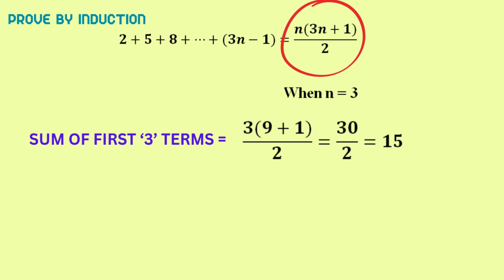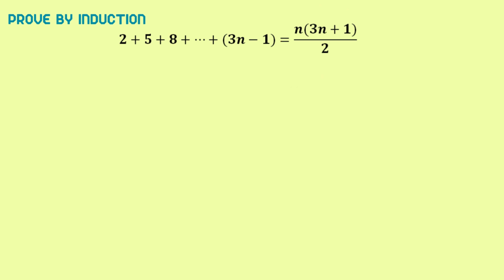Our aim is to prove that this formula on the right will always give the correct summation, regardless of the value of n. Proof by induction follows 3 steps. The first step is the base case. This step is all about showing that the formula will work for the first term. That's the case where n equals 1.